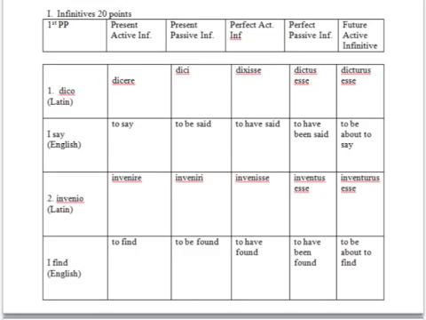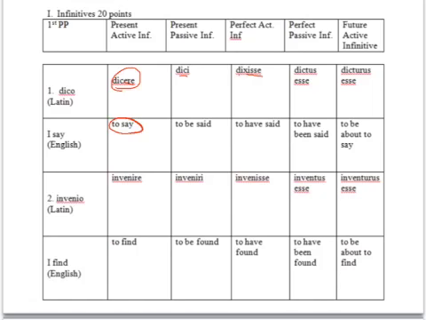So for this version, the first verb you have is dico, which is third, so it's dicere, second principal part, to say. And then since it's third, three letters drop away, and so it's just dici, with an I there, to be said. Perfect active infinitive is third principal part plus isse, to have said. Perfect passive infinitive is dictus esse, to have been said. Future active infinitive is the future active participle plus esse, to be about to say.